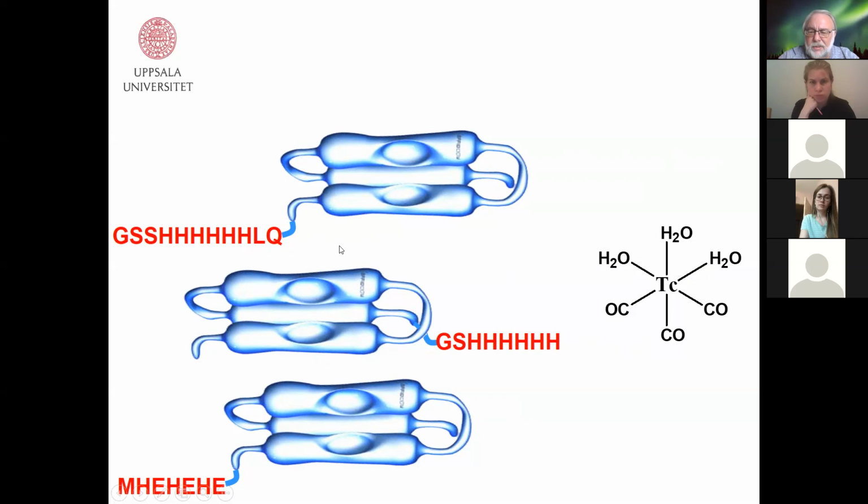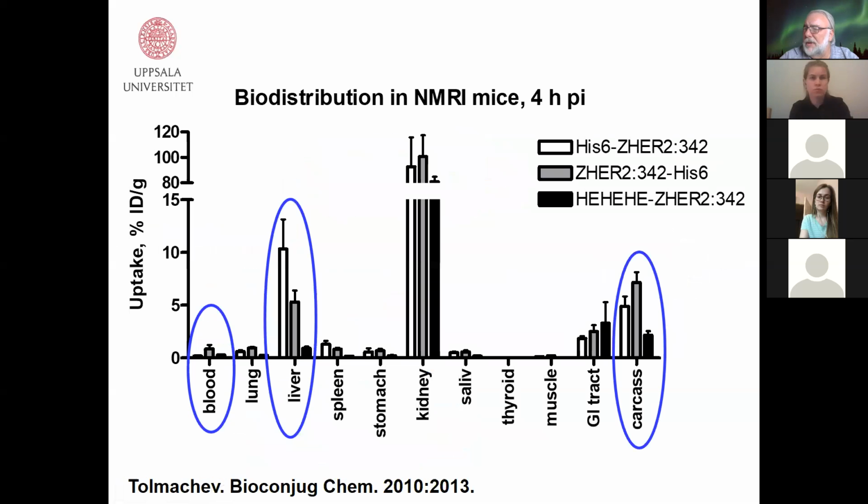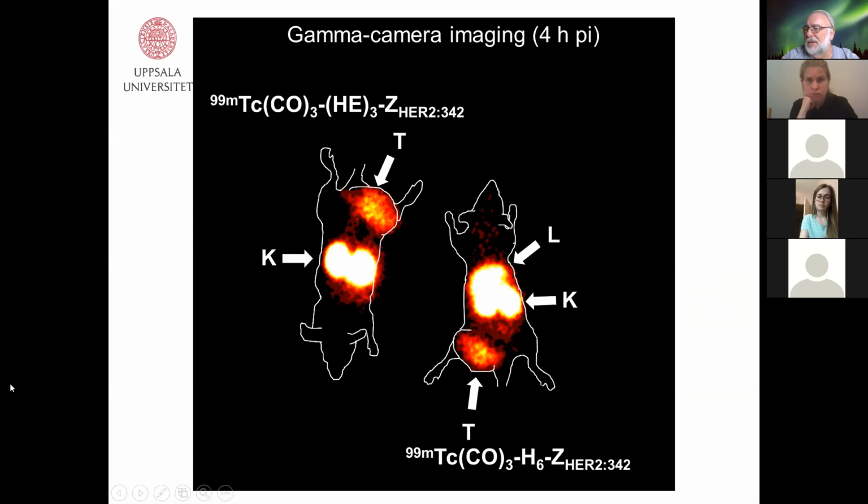So we created a small library and evaluated them in mice, and it was very, very clear. So simple translocation of hexahistidine tag from N-terminus to the C-terminus resulted in twofold decrease of uptake in kidney, in liver. But if we use tag, so we had more than tenfold reduction. So, and this was very clearly shown in mice.